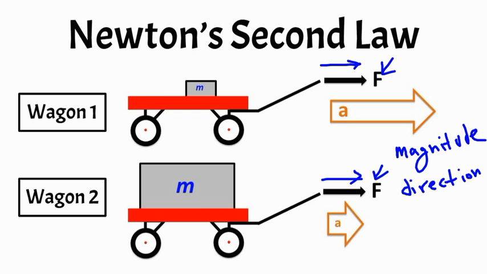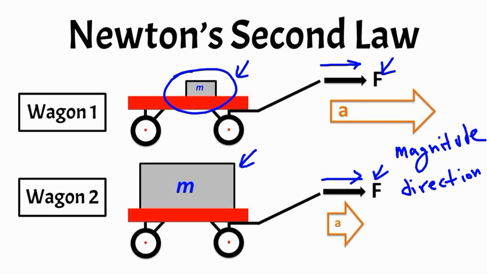Wagon 1, however, has a smaller mass inside. So therefore, what do you think here? We have the same force, lighter wagon. You imagine yourself pulling a wagon with this size mass versus this giant size mass. Which one's going to accelerate quicker? Well, of course, wagon 1, right?